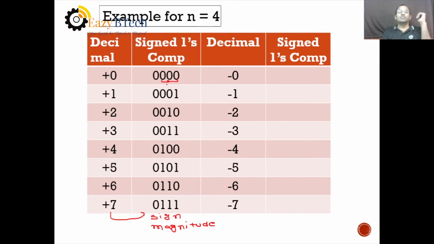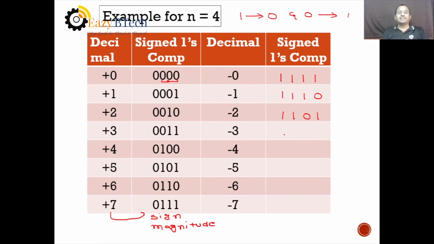So how to find the 1's complement? To find the 1's complement of a given number, we change 1's to 0 and 0's to 1. This is the simple operation. Here we have all zeros, so minus 0 will be represented simply with all ones. Next, minus 1: take the 1's complement of this. So minus 2 representation is 1 1 0 1.